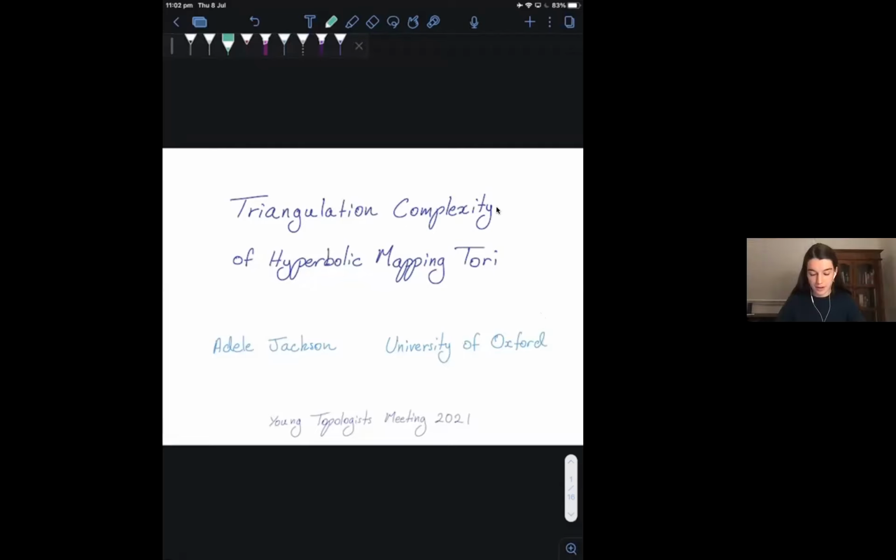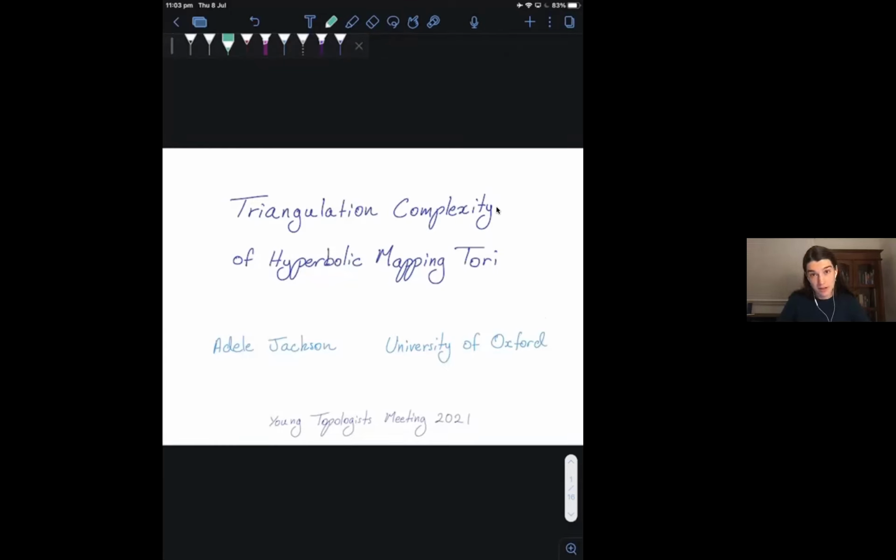But all right, so I mostly wanted to provide a bit of an introduction to triangulation complexity and why you might think it's interesting, and then hopefully we'll be able to get to some mapping tori at the end. Okay, great.